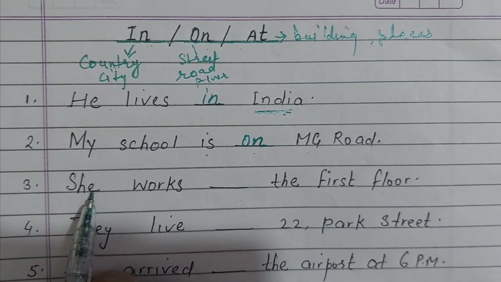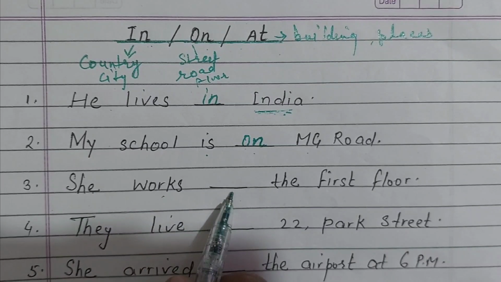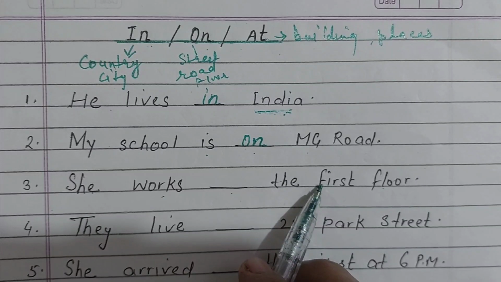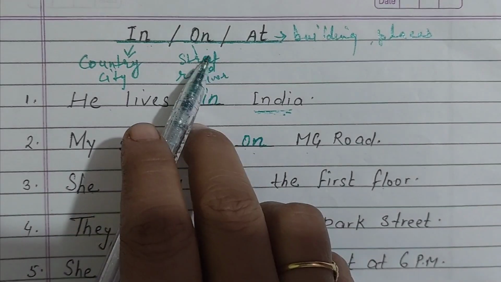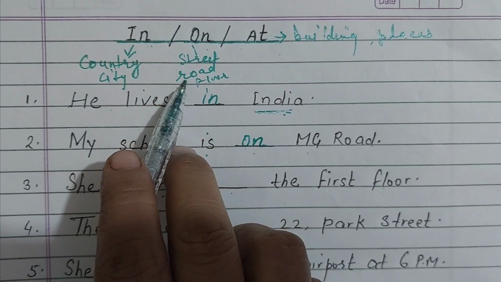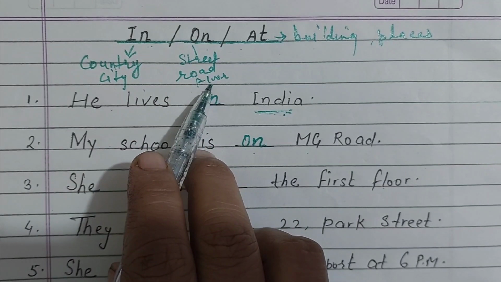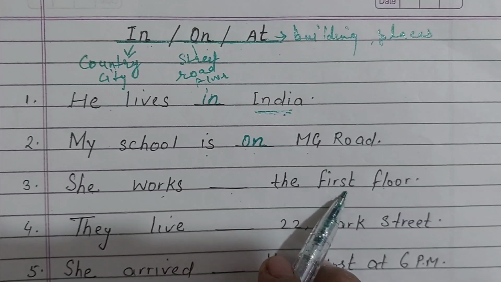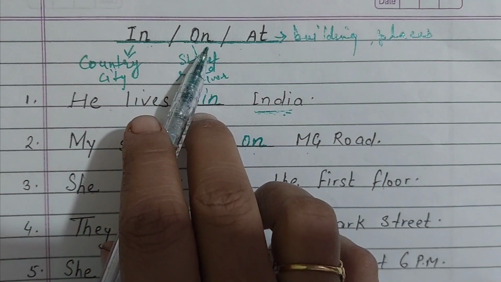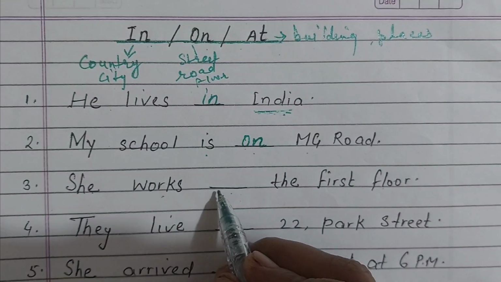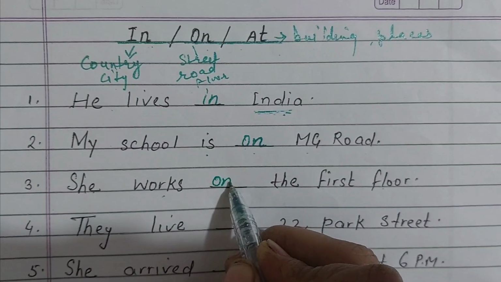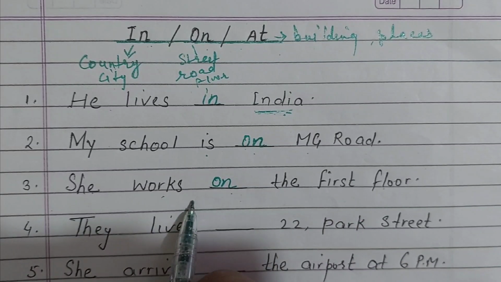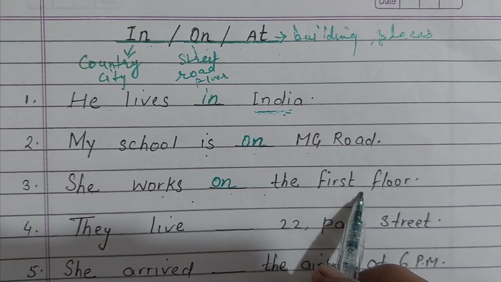Next. She works blank the first floor. First floor, that is a floor. For a street, road, and floor we use on. So here we use on. She works on the first floor.